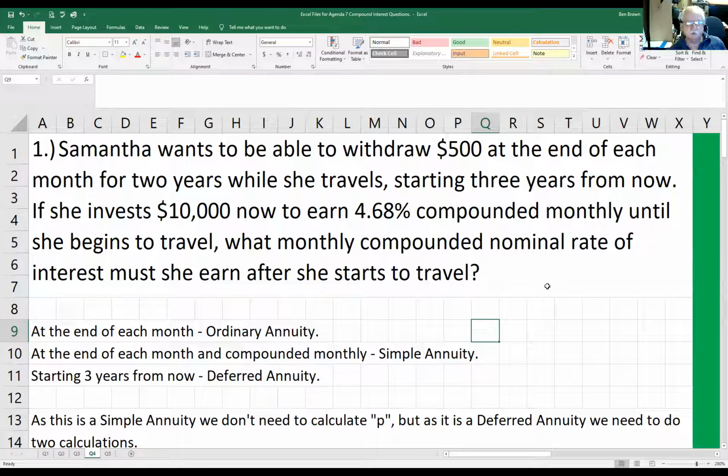So Samantha wants to be able to withdraw 500 at the end of each month for 2 years while she travels, starting 3 years from now. If she invests 10,000 now to earn 4.68% compounded monthly until she begins to travel, what monthly compounded nominal rate of interest must she earn after she starts to travel?